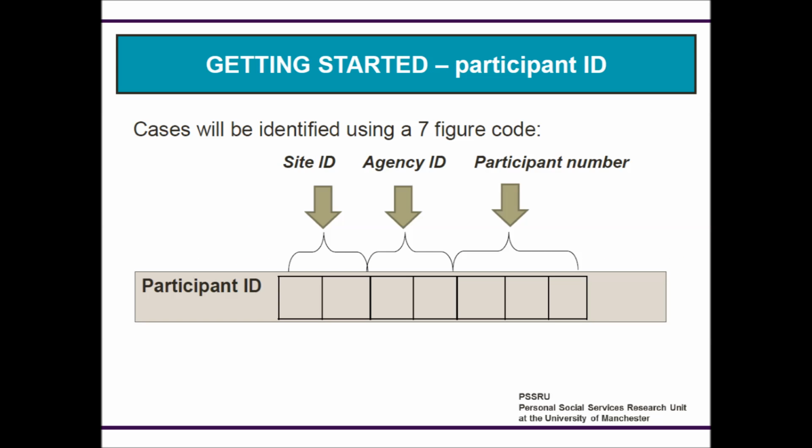The site ID, 2 digits, and agency ID, 2 digits, will be provided by the Research Study Manager at PSSRU. All participant numbers, the final 3 digits, should be allocated by the research team locally to avoid any risk of duplication. It is essential to ensure the correct 7-digit ID code is entered onto the questionnaire, the consent forms, and referral to the study sheet. Participants who subsequently refuse or drop out for any reason will keep their ID number.